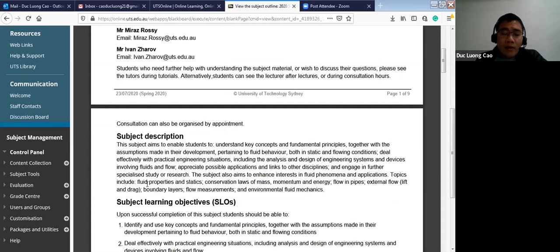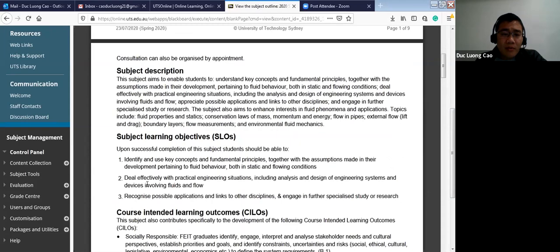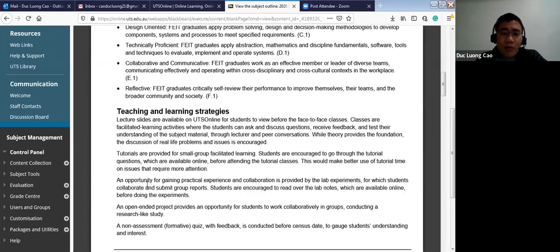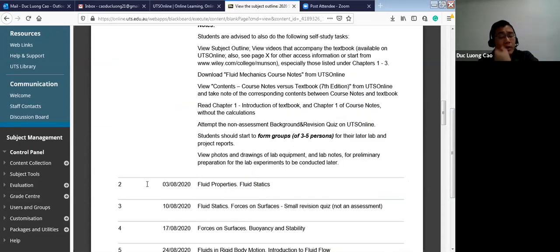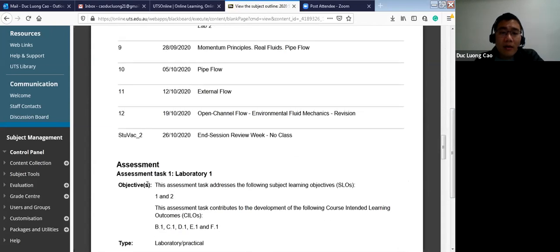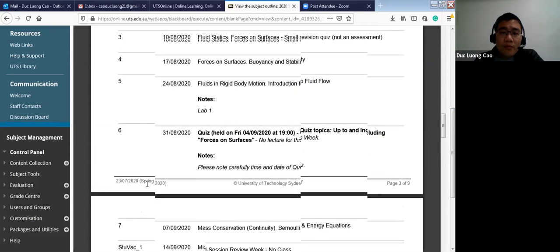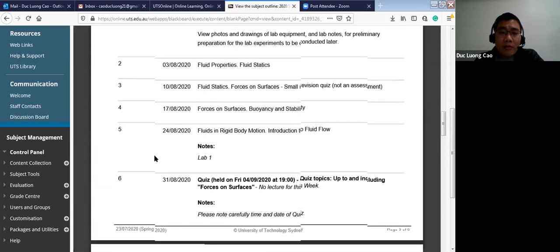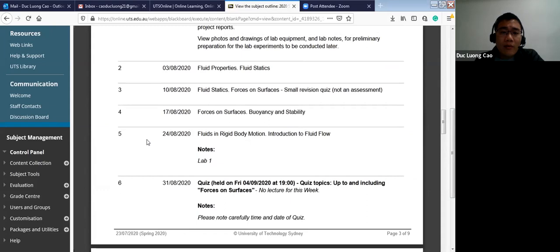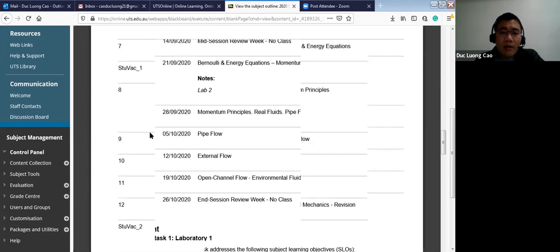And firstly, I want to say some very important information about this subject. In this one, you will have one quiz, 2 lab reports, and 1 project. And then you have the final exam. The quiz will be week 6. Here you will see lab 1 week 5, lab 2 week 8.